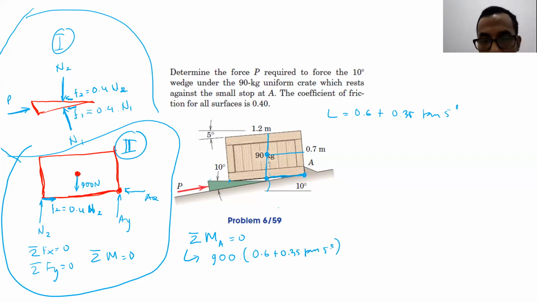What else? Multiply by just now cos 5 degrees, right? Yeah, cos 5 degrees. Correct, right? Yeah, multiply by cos 5 degrees. Okay, then what else do we have there? Sigma moment at point A.